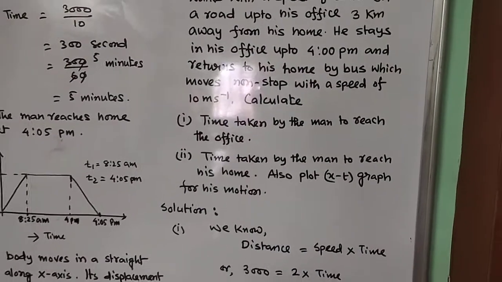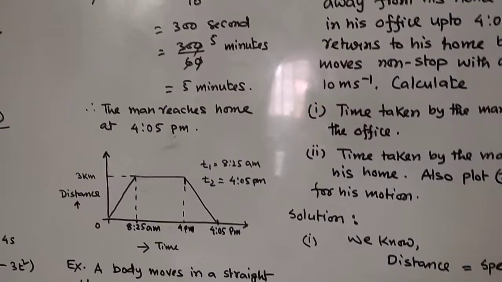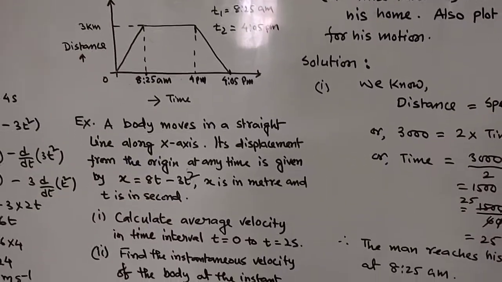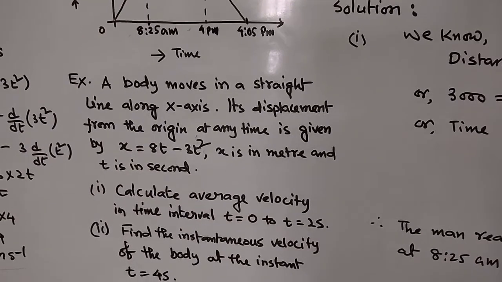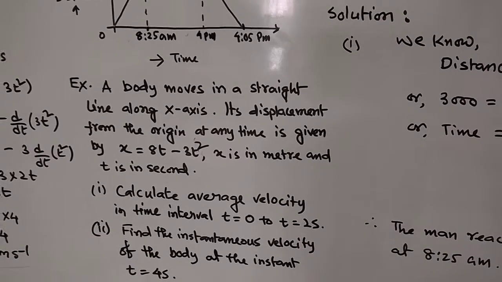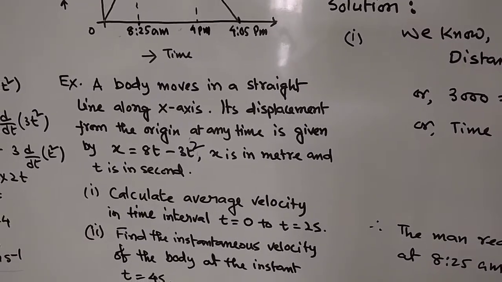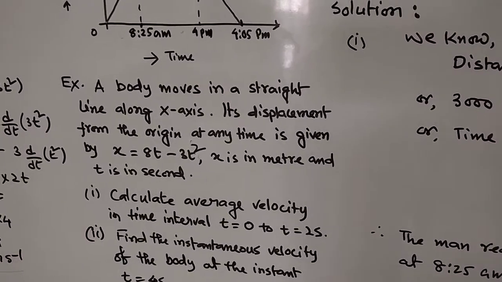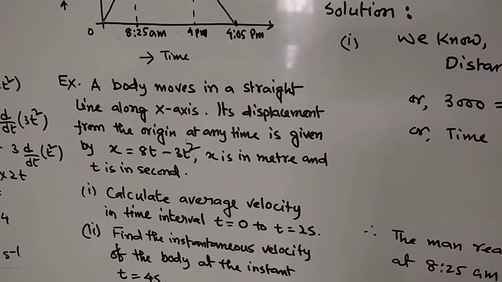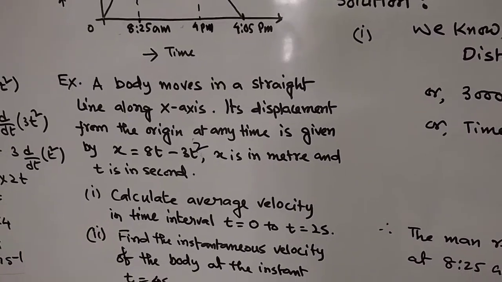Probably this type of sum you did in lower class. Now the next one: a body moves in a straight line, because this chapter is motion in a straight line along the x-axis. Its displacement from origin at any time is given by x equal to 8t minus 3t square. x is in meter and t is in second. So displacement is a function of time.